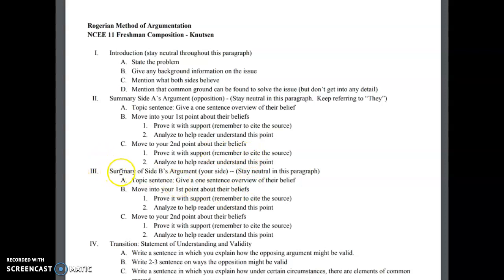Then the third paragraph is a summary of side B's argument, which is going to be your side. Again, you're going to stay neutral in this paragraph. You're going to be doing exactly the same thing that you did in the second paragraph. You're going to be adding in your points. Feel free for both paragraph 2 and paragraph 3 to add a third point, a fourth point about beliefs. However much you need, please do that.